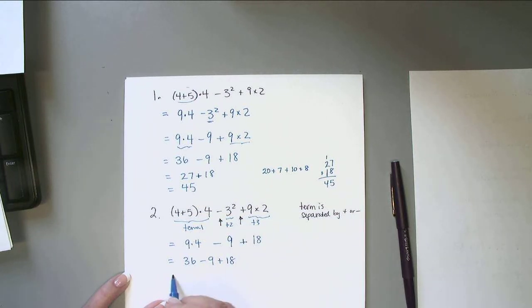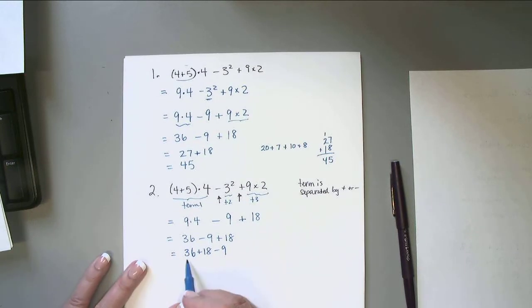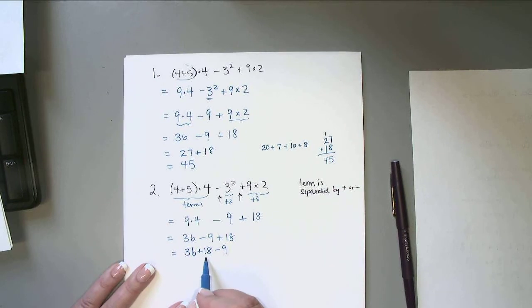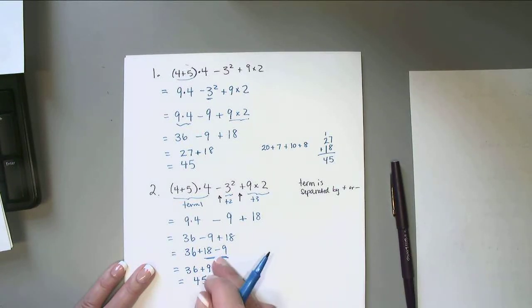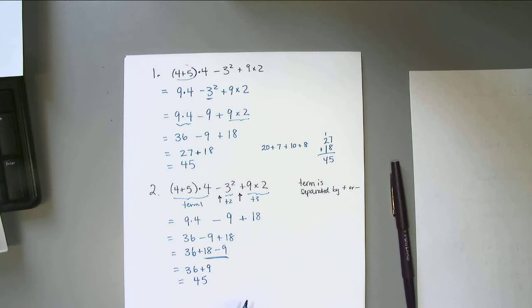So then you could evaluate this, and in fact you don't need to do it in that order. We could switch the order around. The important thing here is that the 9 is being subtracted. So we could say this is 36 plus 18 minus 9. You could do it in that order. Not that 36 plus 18 is any better, but I do like 18 minus 9 is 9, and then 36 plus 9 is 45. So you could do it really in any order. The important thing to remember is that the 9 is negative.